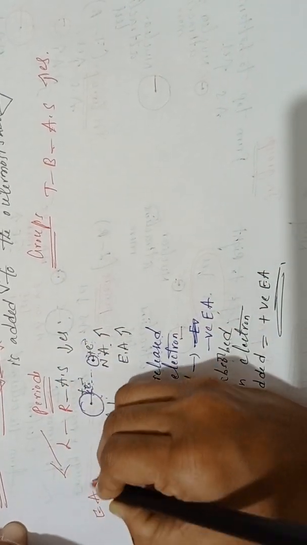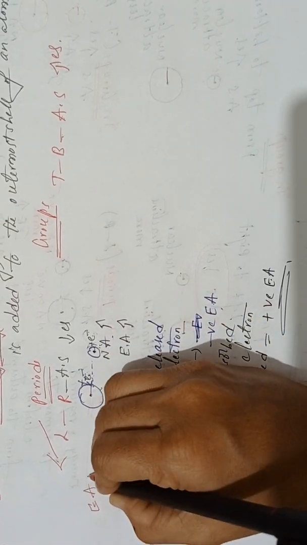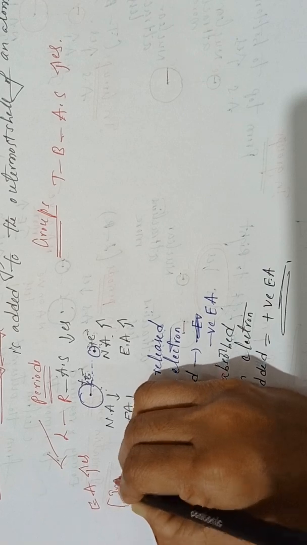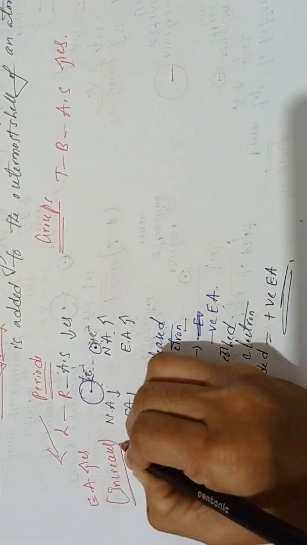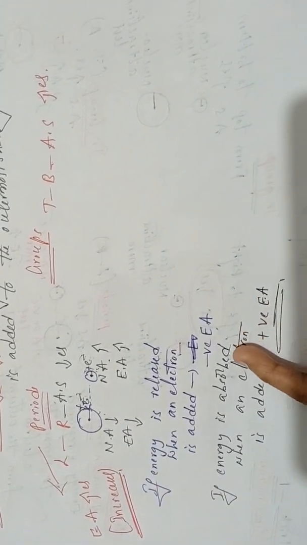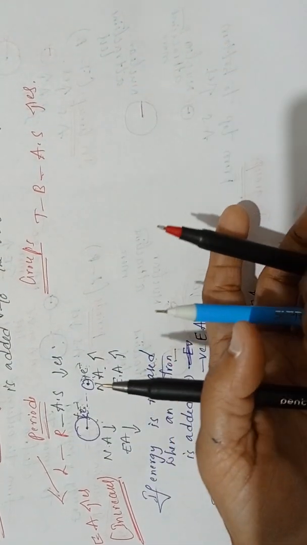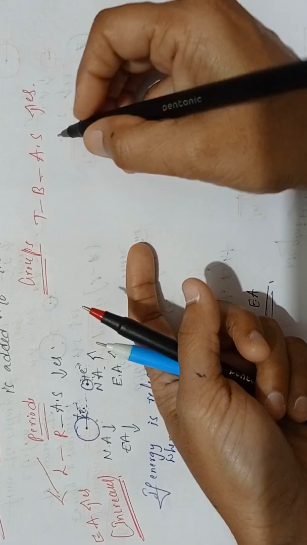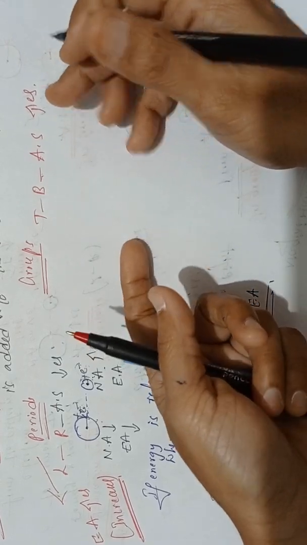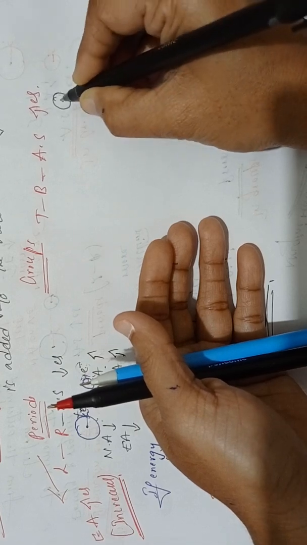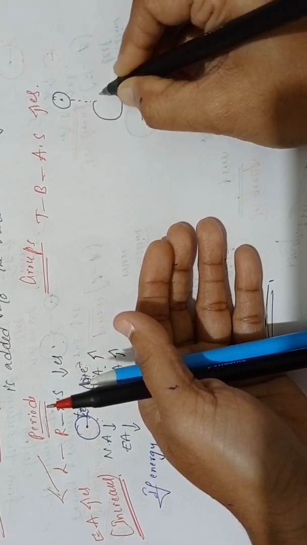Electron affinity, what is happening, students? Electron affinity increases in periods. Clear this one. Now coming to the group, students, from top to bottom atomic size increases. Atomic size increases means what, students? Small to big. So this is a small size atom, this is a bigger size atom.